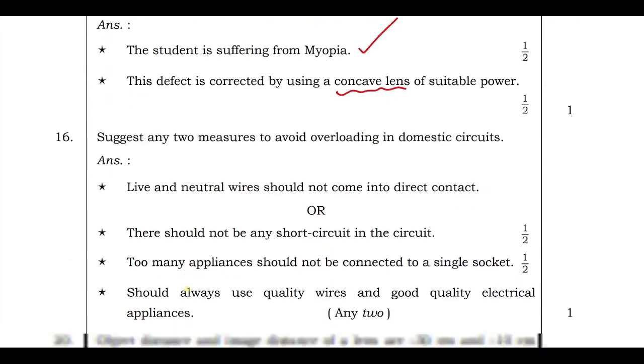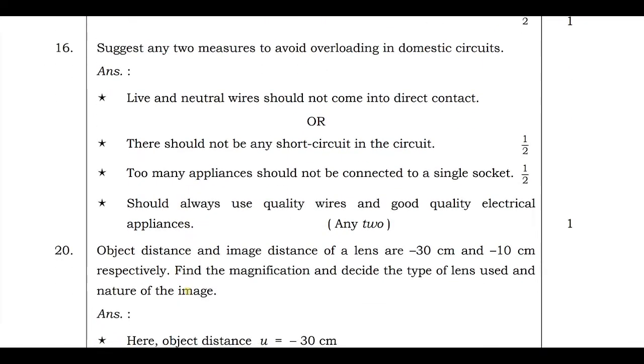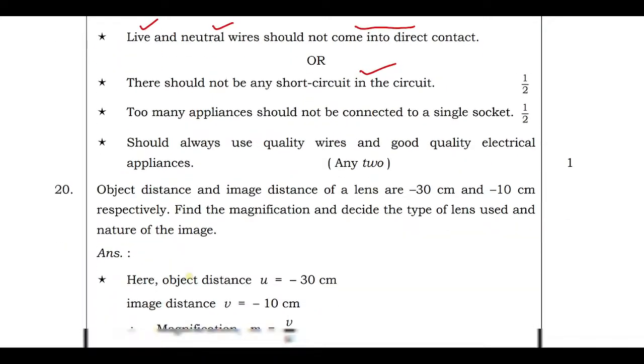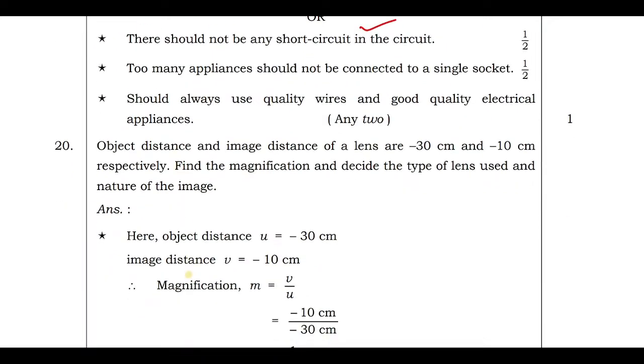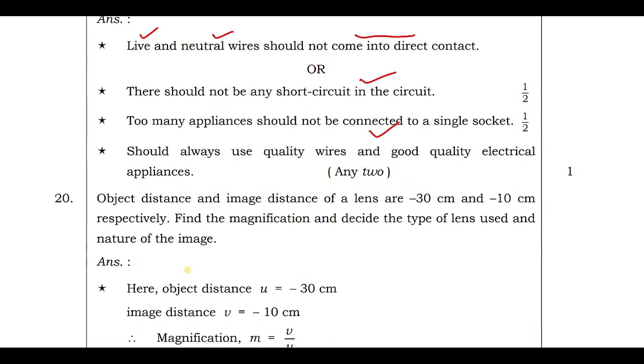State any two measures to avoid overloading in a domestic circuit. So how can you avoid overloading? Live wire and neutral wire should not come in direct contact. There should not be any short circuit in the circuit. Too many appliances should not be connected to a single socket. Always use good quality wires and good quality electrical appliances. Any two points will get the marks.